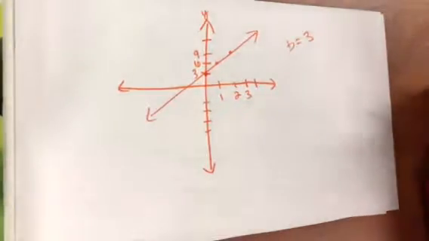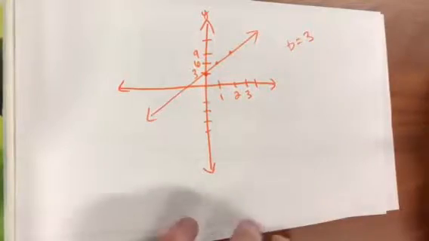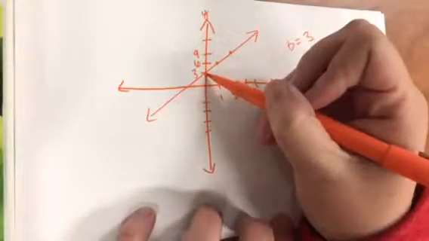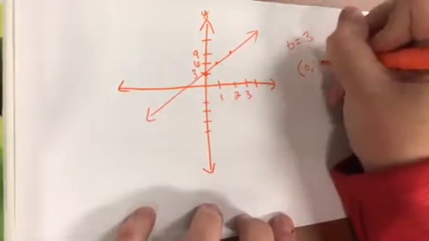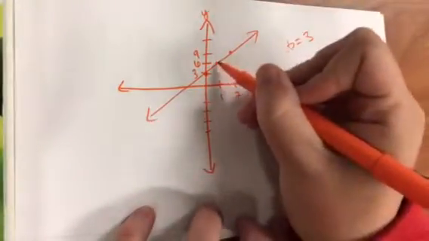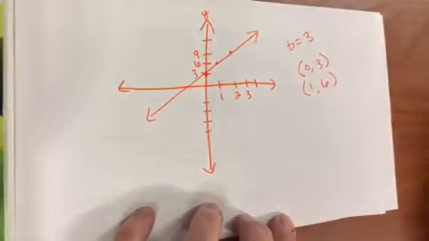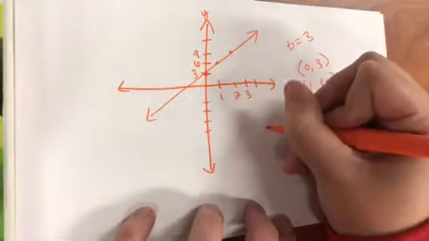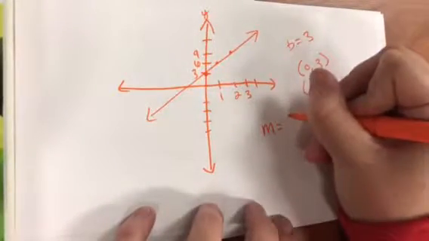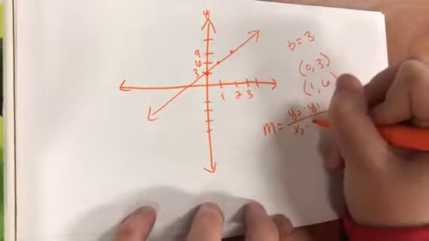Now, the other thing we need to do is find our slope. So let's pull a couple points off of here. First off, that's an easy point, right? Yep. That point is (0, 3). And then our other point is (1, 6). To find the slope, I'm going to use my slope formula. You're going to want to know this. m equals y2 minus y1 over x2 minus x1.